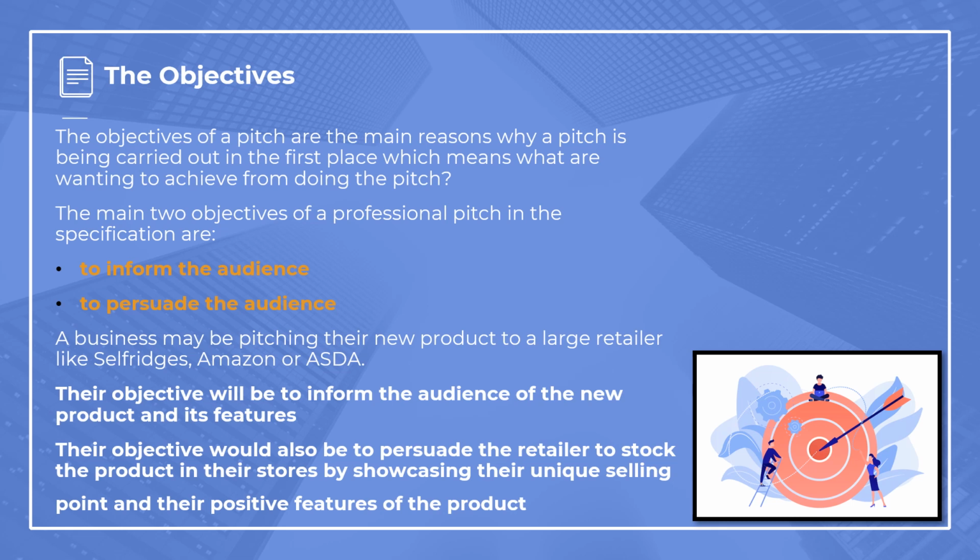Best example of this is if you are trying to pitch a new product to a large retailer like Selfridges, Amazon or Asda. Your objective would be to inform them of the actual product and what it does. You would also be trying to persuade them to actually stock your product in their stores by showing off the product, telling them what the unique selling point is and showing them all the positive features.